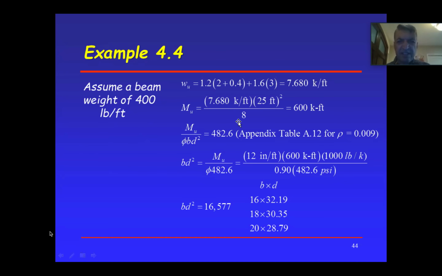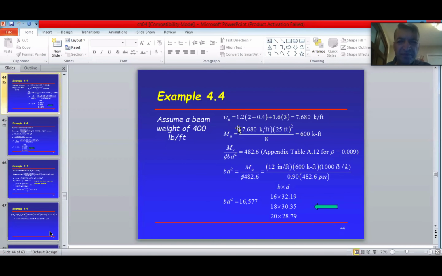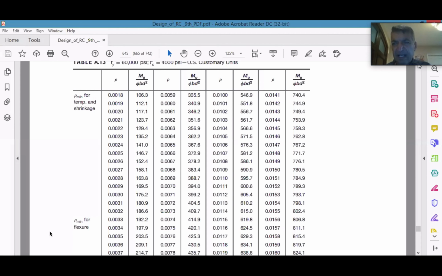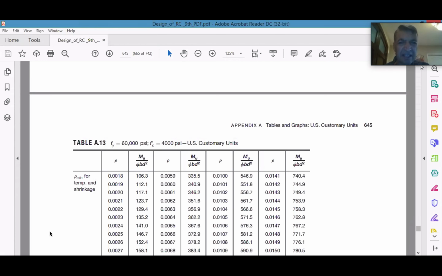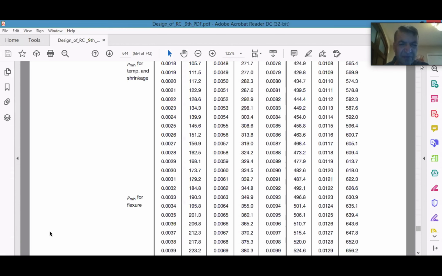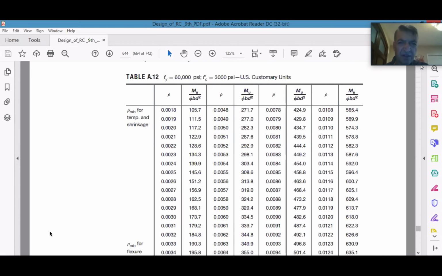So let me switch screens again. First thing, I need to be in the right table. See, this is 60,000 and 4,000. Mine is 60,000 and 3,000. There you go. See that? 60,000 and 3,000. My rho is 0.009, so it's right there. Note, be careful which one to read, to the right or to the left.